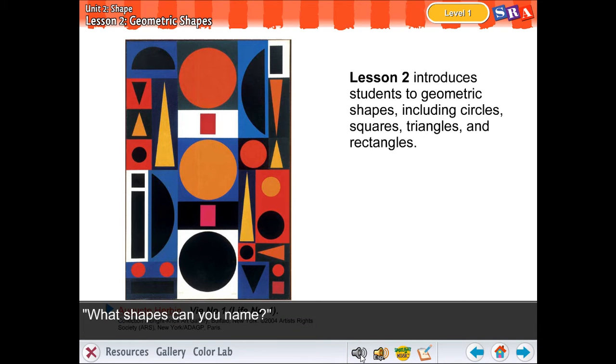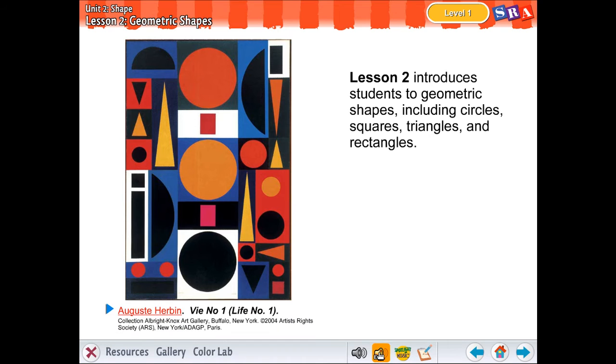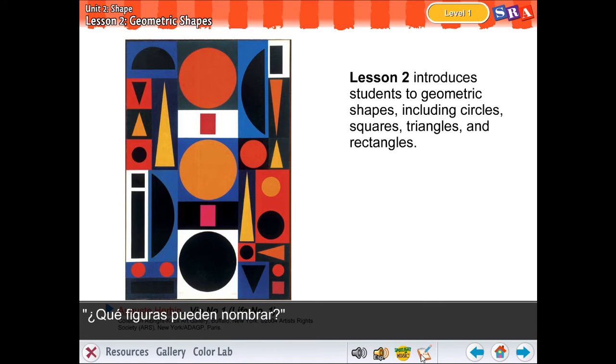What shapes can you name? ¿Qué figuras pueden nombrar?